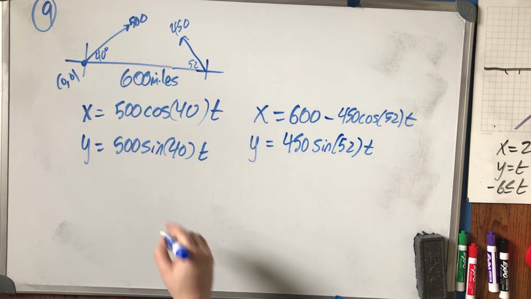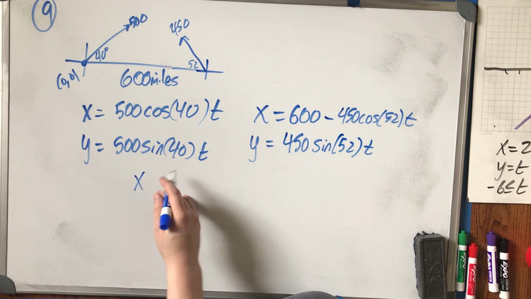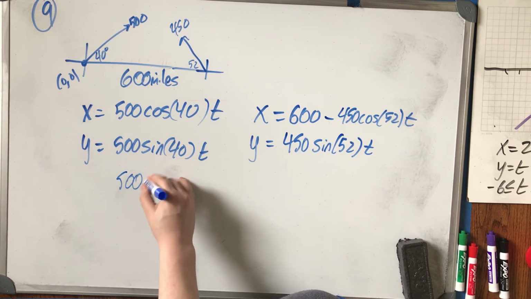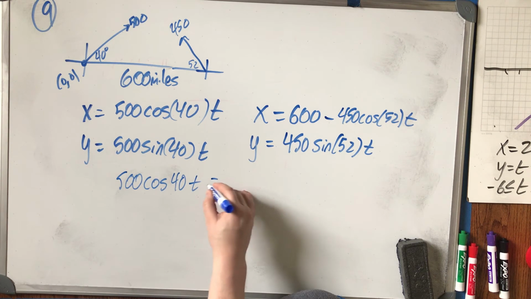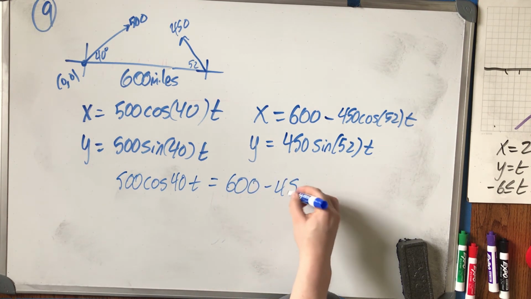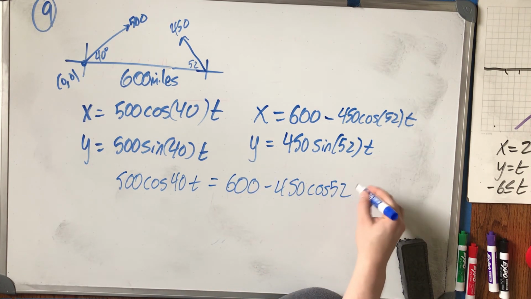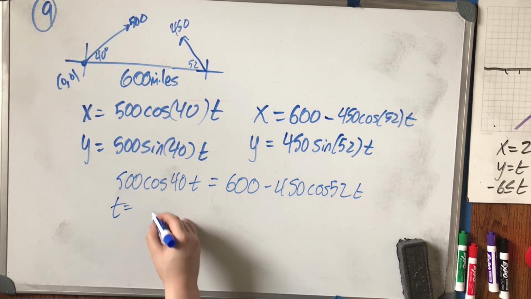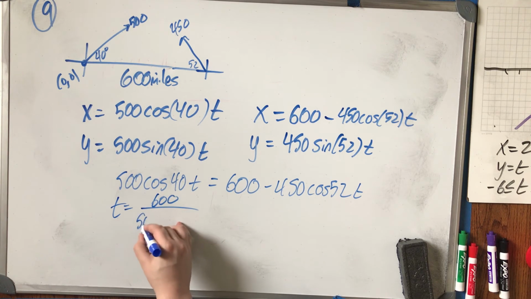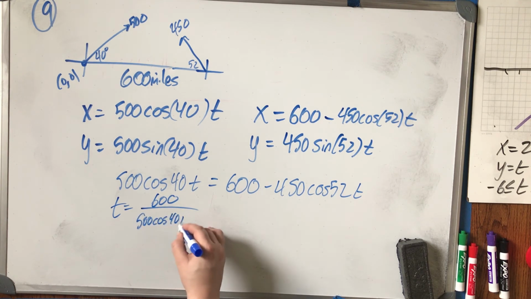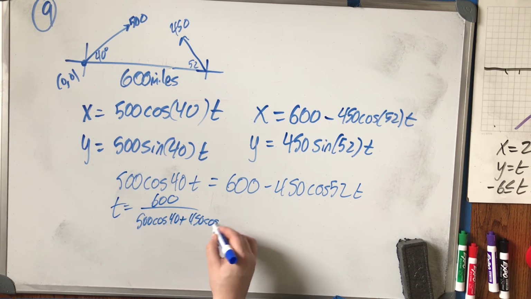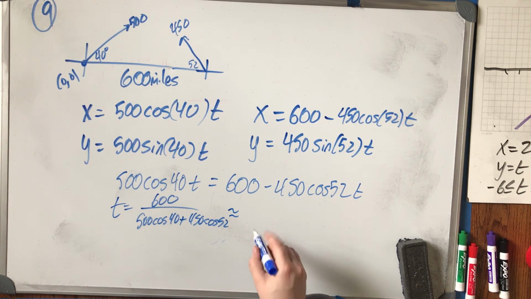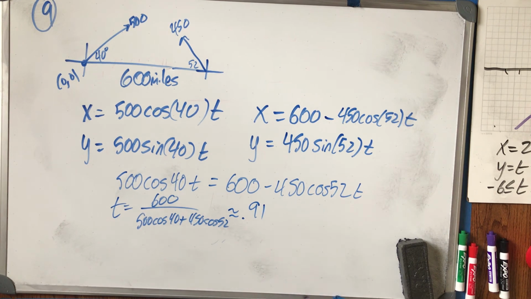Now we want to know, is there a danger of these things colliding? So I'm just going to set the two x values equal to each other. So that's 500 cosine 40. It's a lot of work to keep writing this over and over. I'm going to add this stuff over and then divide the whole thing. So I end up getting that t is equal to 600 divided by 500 cosine 40 plus 450 cosine 52. And I'm very carefully typing that into the calculator, making sure I put my parentheses in the right spot. I got t is approximately 0.91.